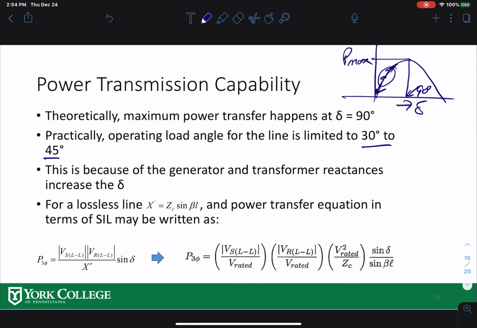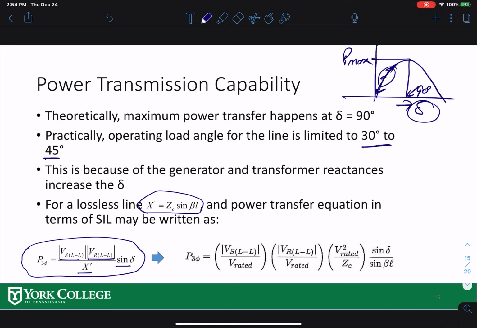And how much power you can send through the line to the load can also be converted into SIL. So this is the X prime for the lossless line. Your power delivery equation we have learned from the previous classes is this. This is the line-to-line sending end voltage times the line-to-line receiving end voltage, divided by the impedance of the line, times sine delta. Delta is the loading angle, the same one right here.